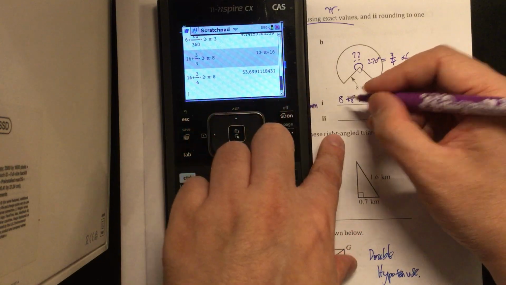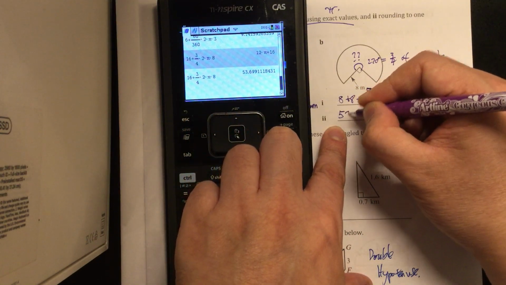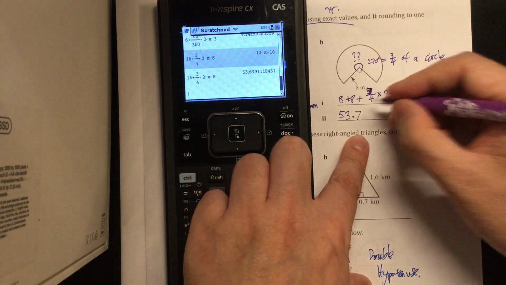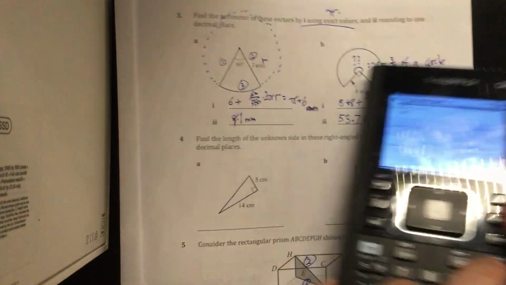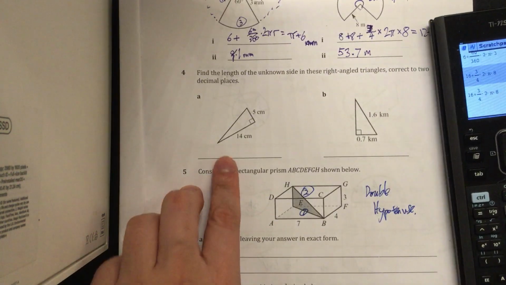It says 1 decimal spot. So 53.7 meter. Okay, something like that. I'm only going to do 1 here.